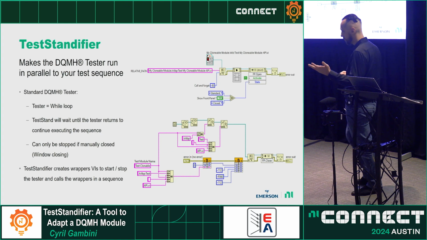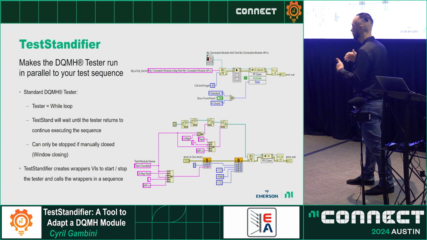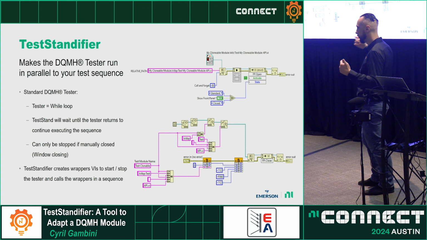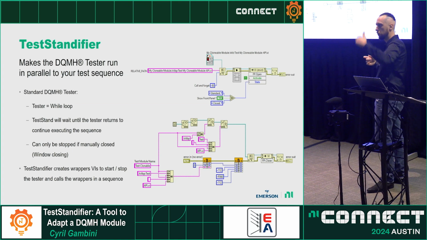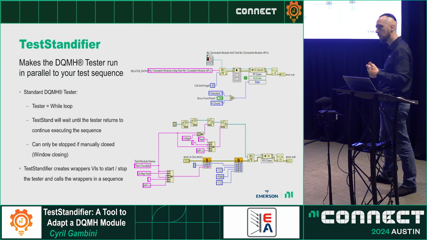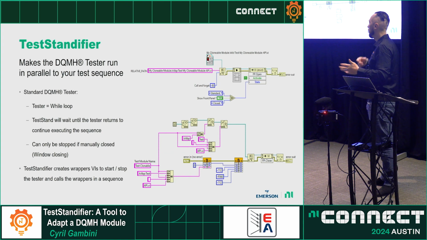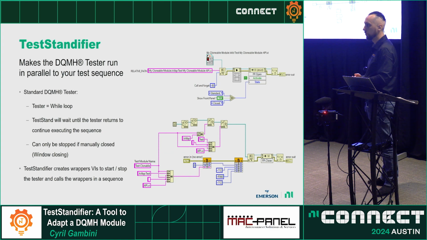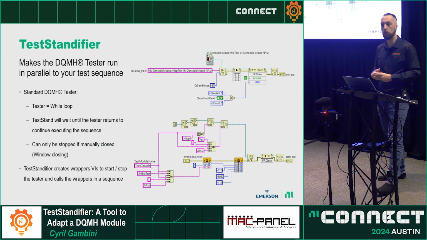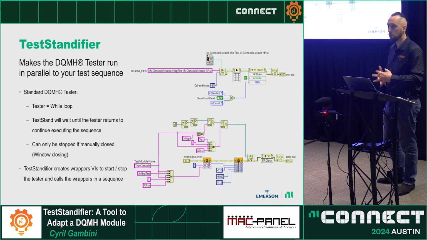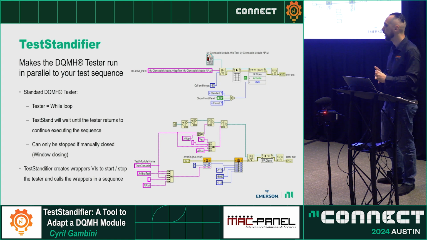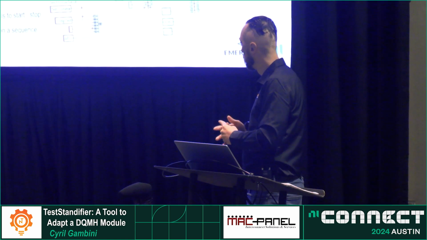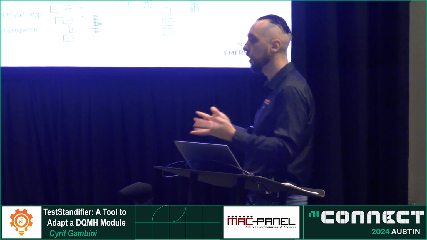And so to launch the tester, it will run in parallel to your sequence. So you will still have the while loop, but your sequence will be able to continue right after that. But we had to find a way to close the tester also, because you might want to close the tester at the end of your sequence execution. And this was a tricky one, because there is no API to actually close a tester.